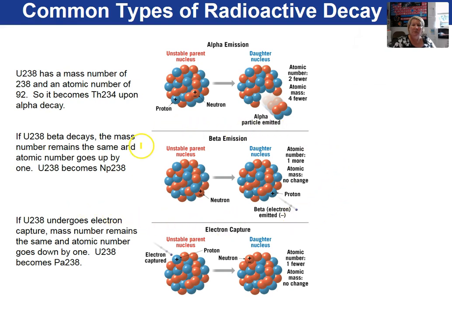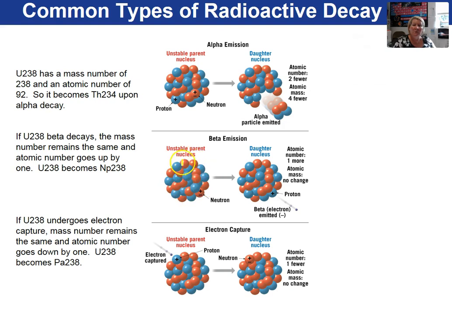Here is our example, beta emission. I'm going to use uranium-238 again. Remember, 238 is its mass number. And so with beta decay, mass number stays the same. So we're going to still be at 238. But our atomic number, 92, goes up by 1. And so it becomes 93. If we look at the periodic table, the element that is numbered 93 is neptunium, Np.